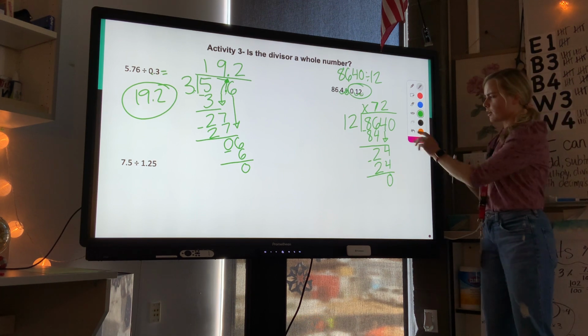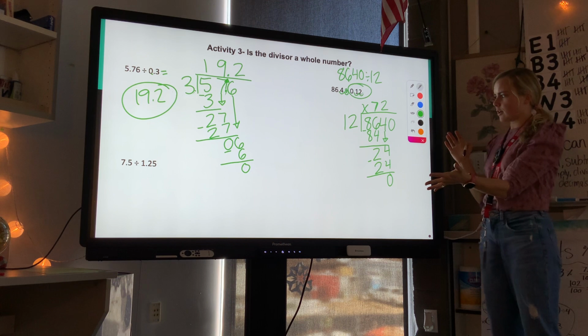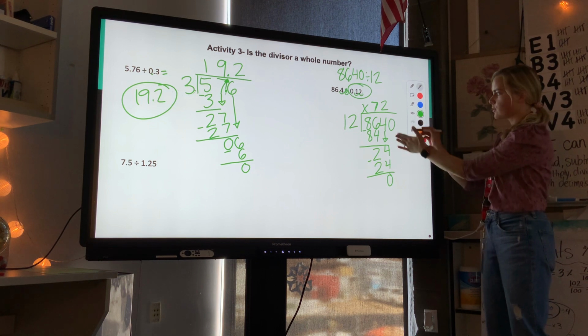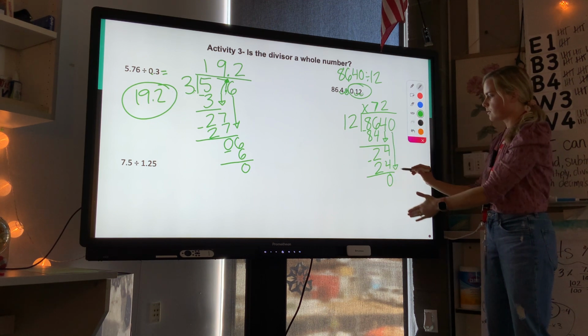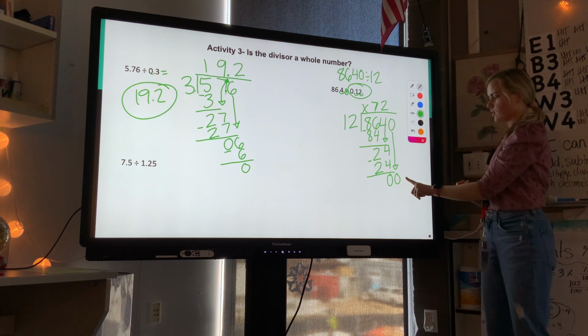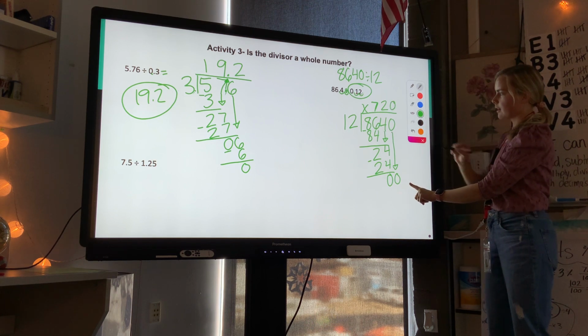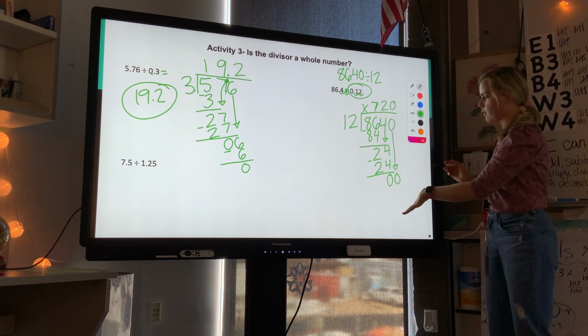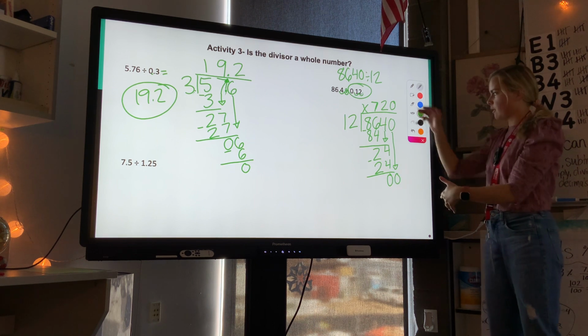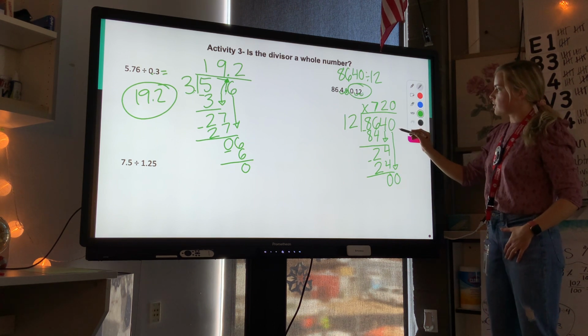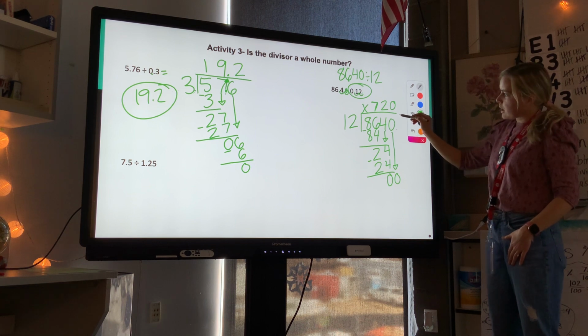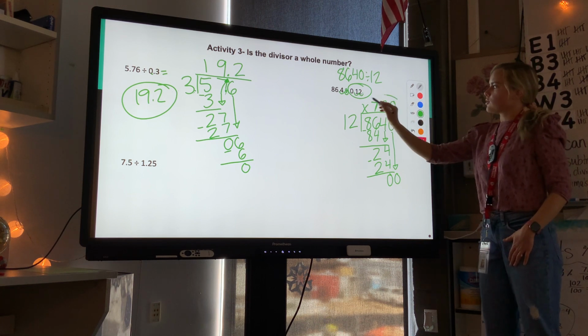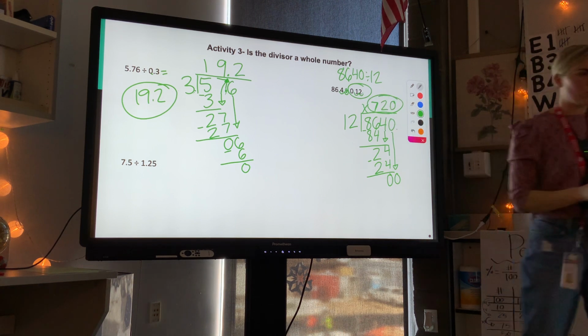This part's important. A lot of times when people see that 0, they think they're done, but you still need to bring it down. So I'm going to bring down this 0. Okay. 12 goes into 0, 0 times. So now I've used all my numbers. So I have 0 and I've brought down all my digits. So my answer, since the decimal is right here, we would bring it up, but there's no number after the decimal. So I'm going to say my quotient is 720.